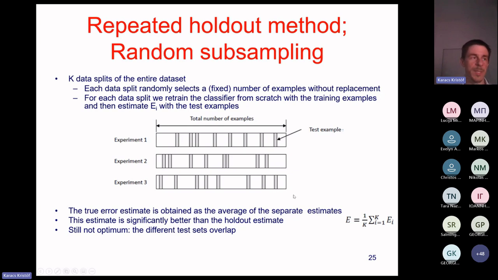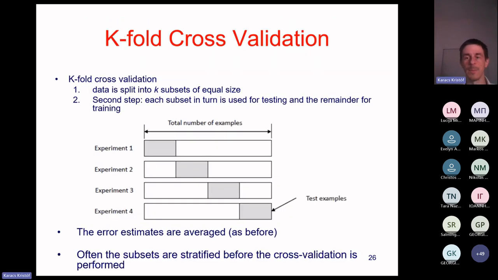And once you are done with a number of trials, which number you can pick based on how many resources you have, you can combine these different error rates by taking their average. And this estimate is going to be better than a standard holdout method. But this is still not optimal because these different test sets will have a large chance to overlap. And a classic method to overcome that is called the k-fold cross-validation.